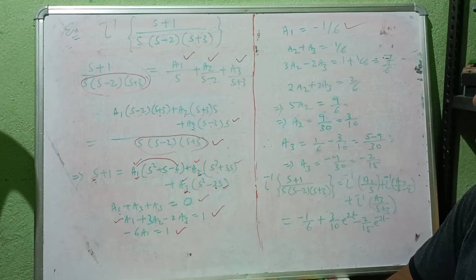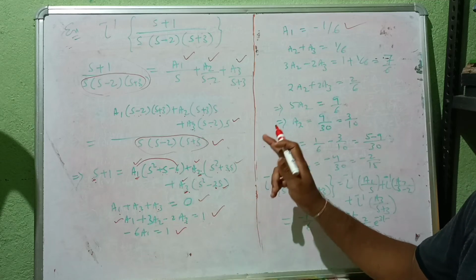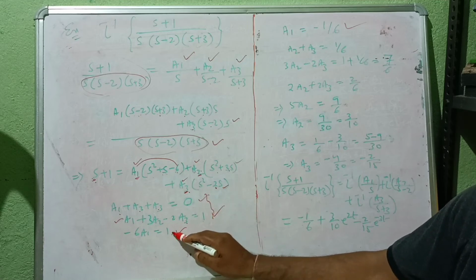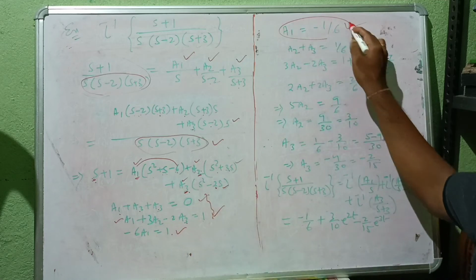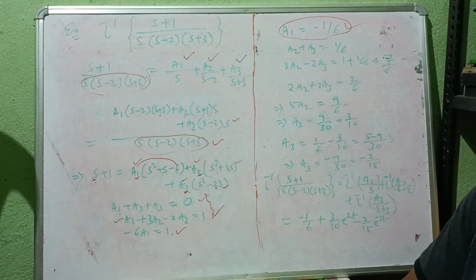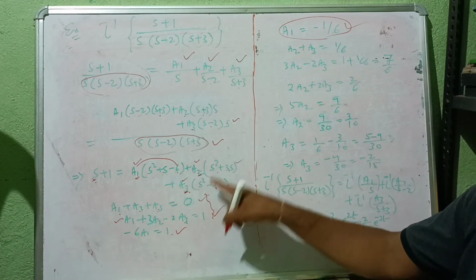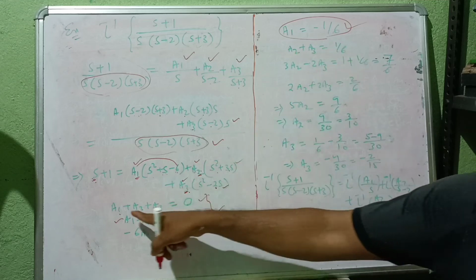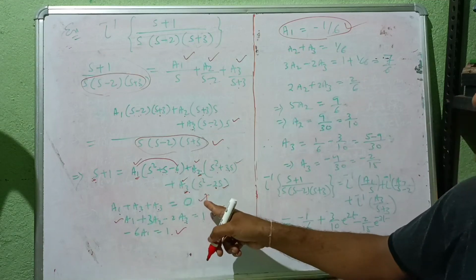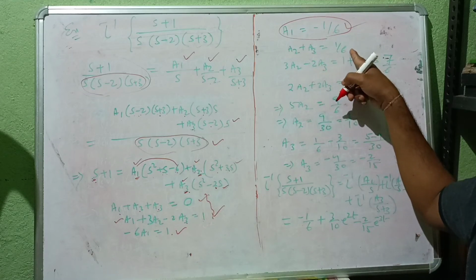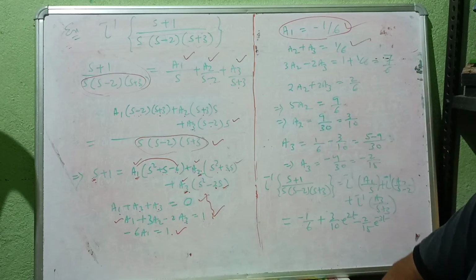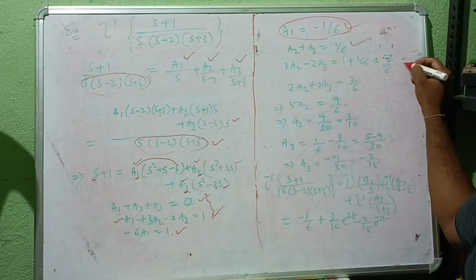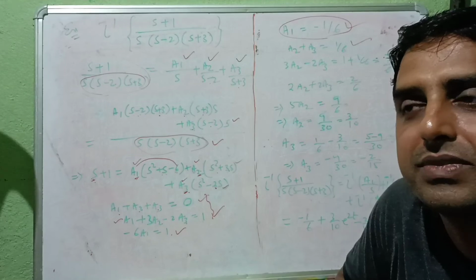Clear? Now to find a2 and a3, just put the value of a1 in these two equations. a1 is minus 1 by 6. So what will we get? a2 plus a3 is equal to, see, a1 just write in the right hand side, so minus 1 by 6, so it will be plus 1 by 6. So a2 plus a3 equal to 1 by 6, and 3a2 minus 2a3 equal to minus 7 by 6.